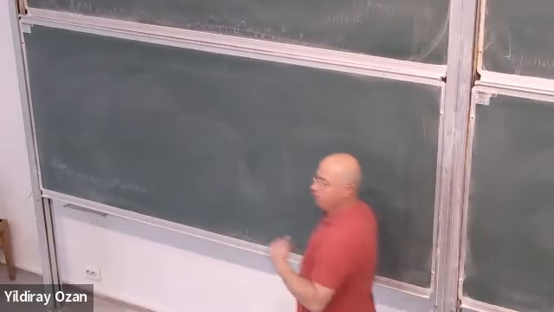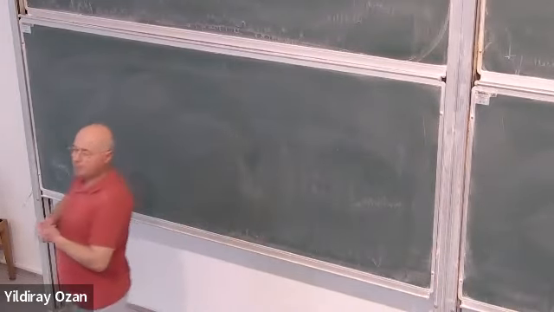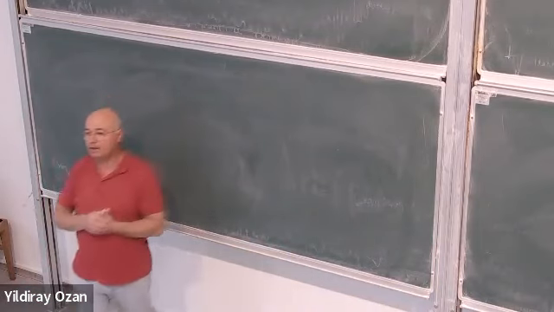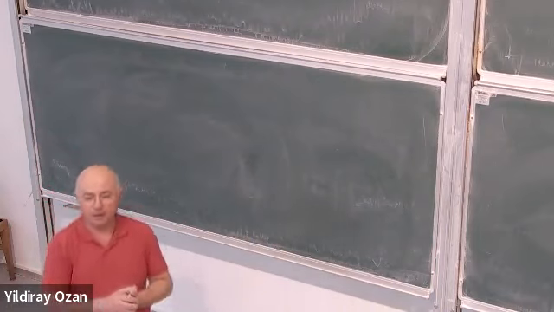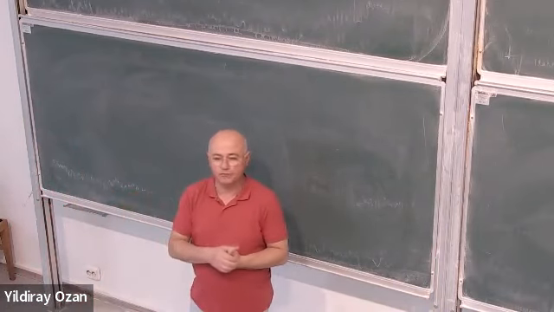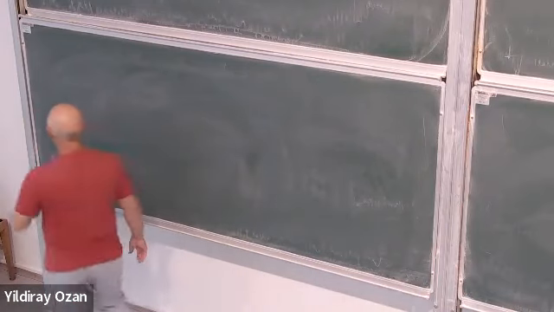Last hour, we showed that if a square matrix has an inverse, then it is unique, right? There's only one. And therefore, we can give a special notation for that. Okay?